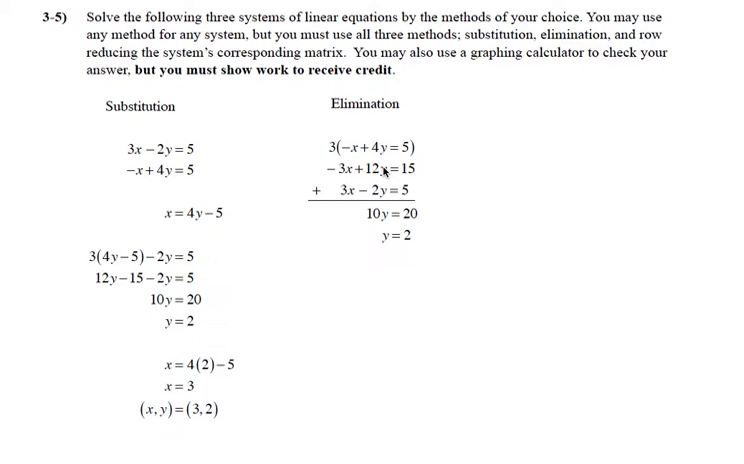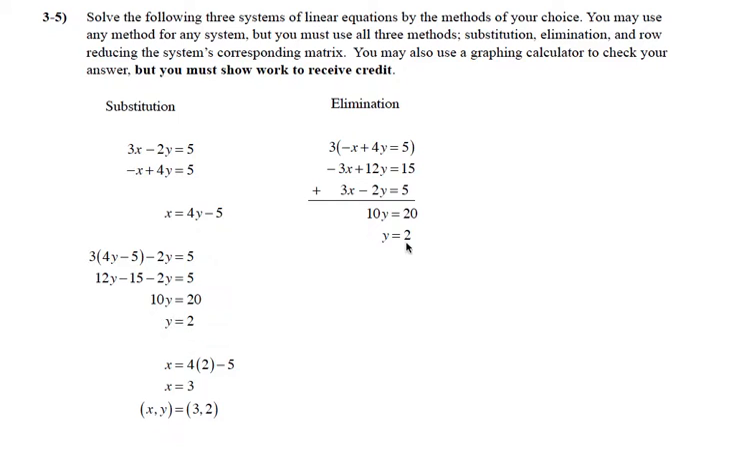And then I'm adding 12y to negative 2y, and that gives us positive 10y. I add 15 to 5, and that gives us 20. And we wind up with the same equation that we had here when we performed our substitution. And so I divide both sides by 10 and have y is equal to 2.